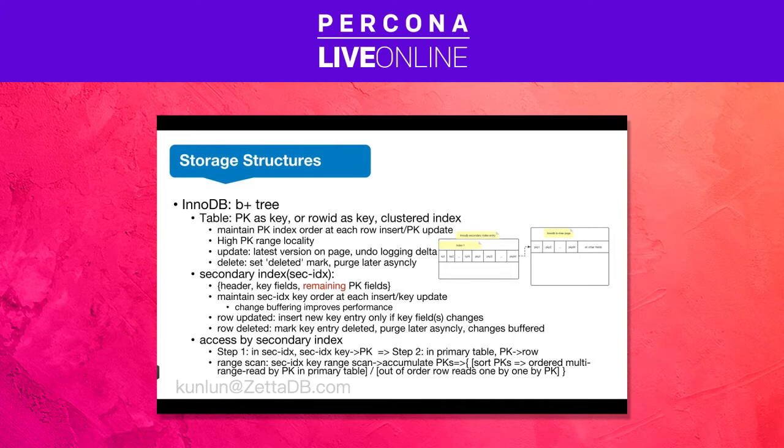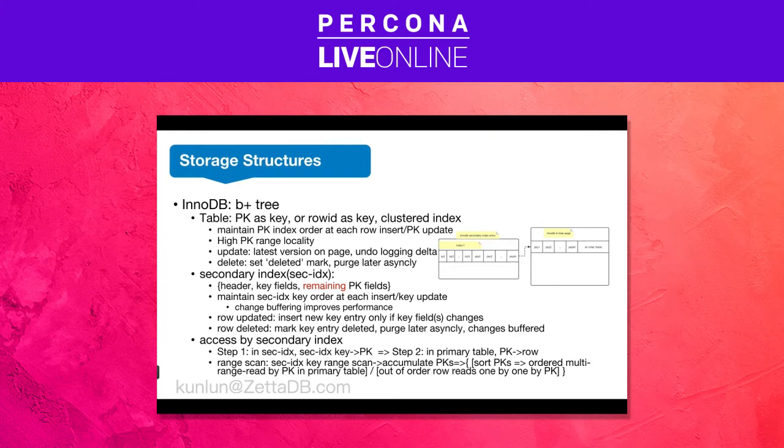When a row is updated, only its latest version is stored in table file pages, and a pointer in the row header points to a chain of undo log entries stored in undo log space. If a row is deleted, InnoDB sets the deleted mark at row header, and the purge thread will later reclaim the row's space on the page. The secondary index key entry has this key structure. It contains a header and the secondary key fields and the remaining primary key fields.